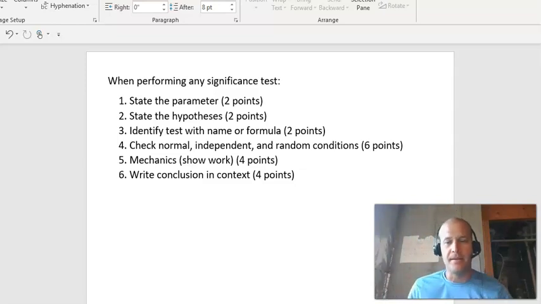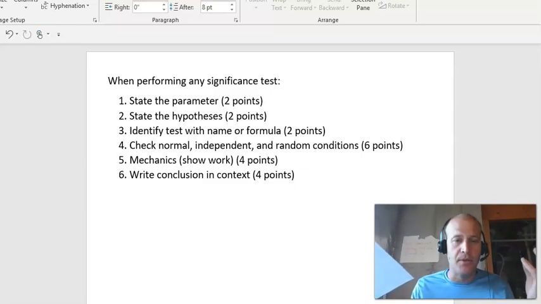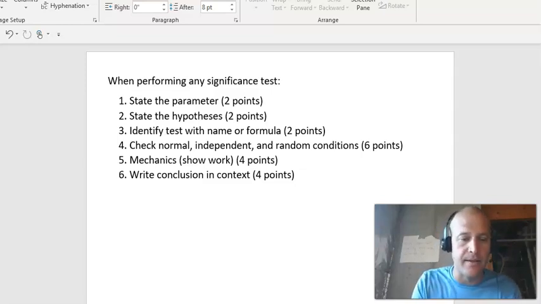AP Stats, this is the solution to the second question on the significance test. For the first item, I'm looking for 6 things, as will the AP graders. They're looking for stating parameters and hypotheses correctly, identifying the test by name or formula, checking your normal, independent, and random conditions, showing your work when calculating the statistic, and then writing your conclusion in context.